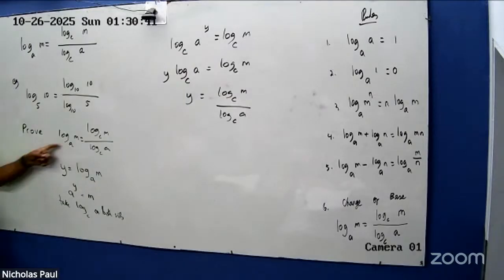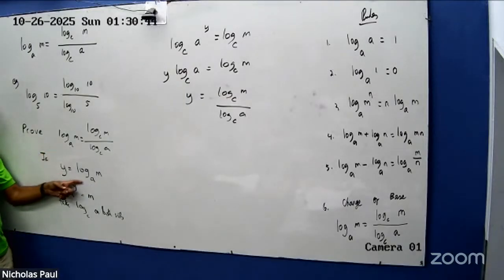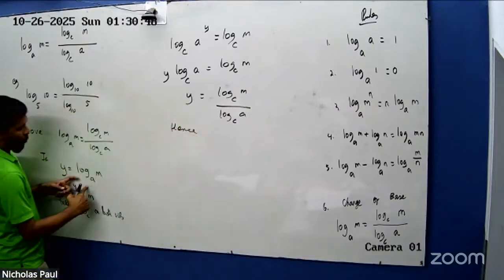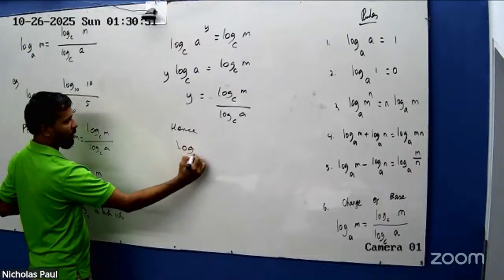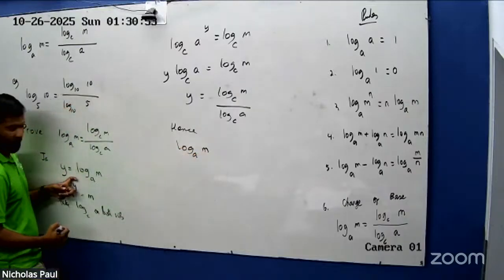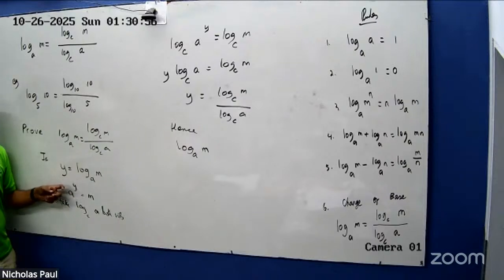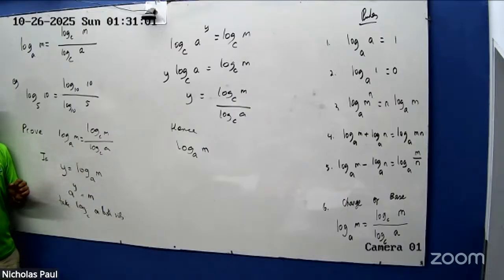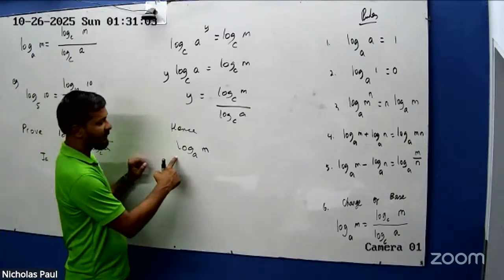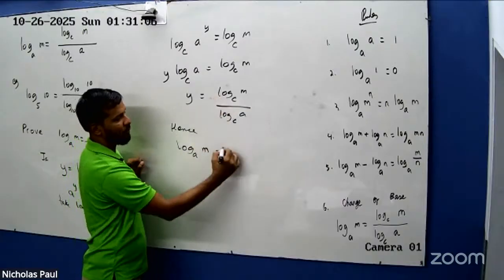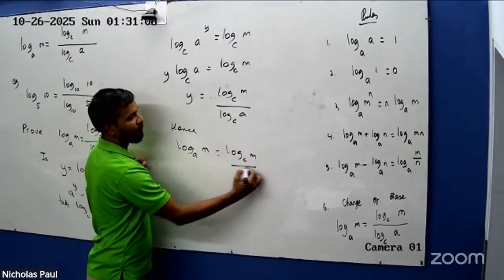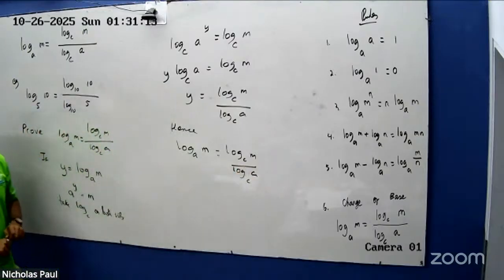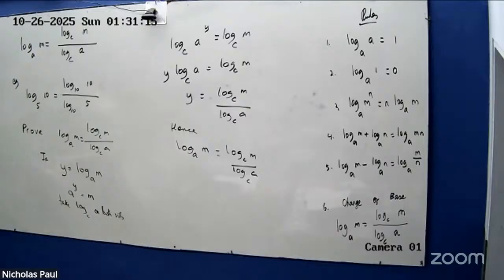But what was y equal to? Y was equal to log to the base a of m. That's okay? Y was equal to log to the base a of m. And so I could take off this y and write log to the base a of m is equal to this. So if ever they ask you to prove it, that's what you do. Okay?